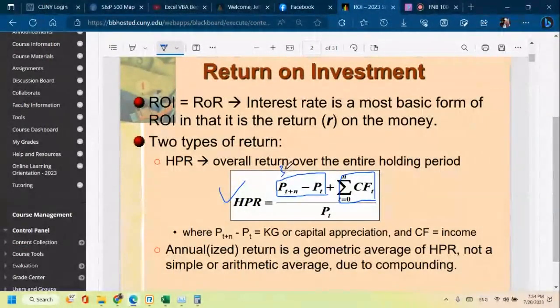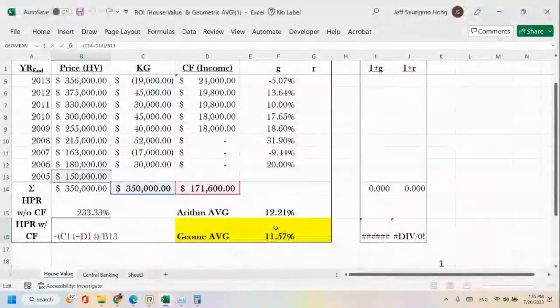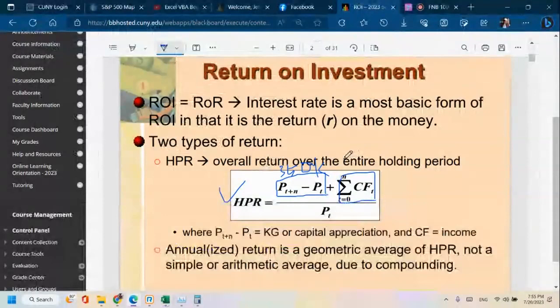That's this, 350K. And D14, 171,600. That's $171.6K. Divided by 150K.